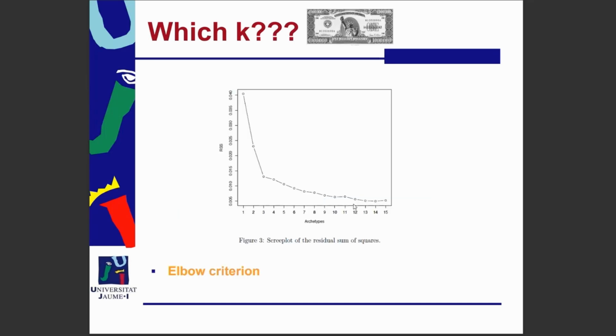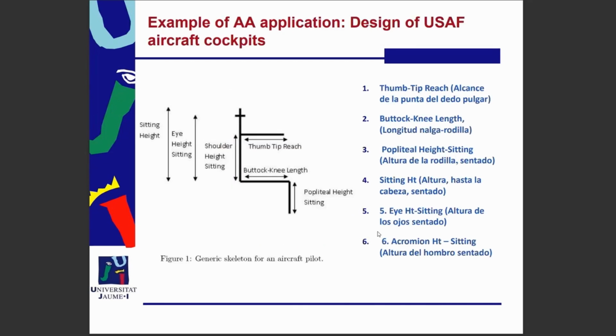And which k should we consider? Well, this is the one million dollar question. It's the same question as in clustering. There are several criteria, but for example, this simple criterion, the elbow criterion, is quite practical. We can compute different numbers of archetypes and the error, and we can see where the elbow is found.